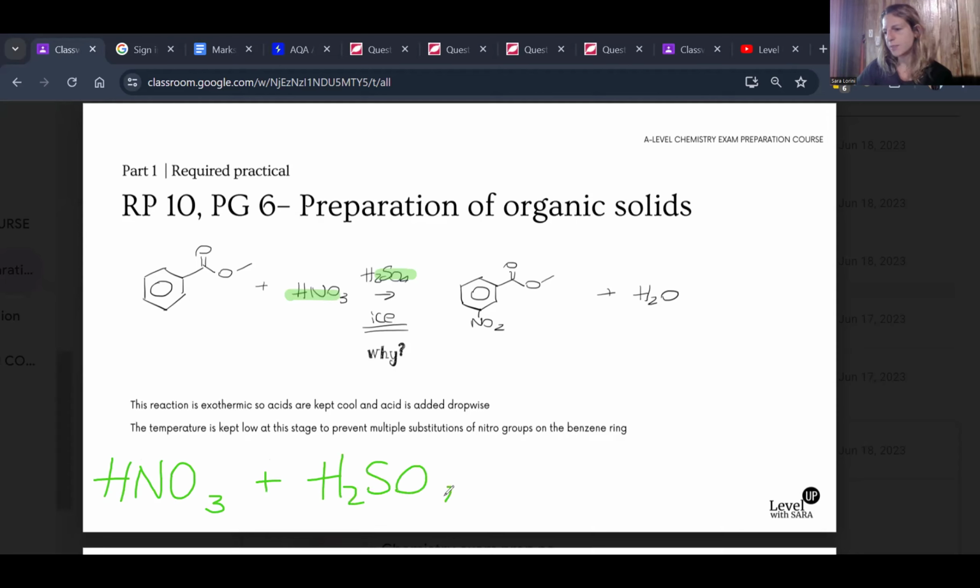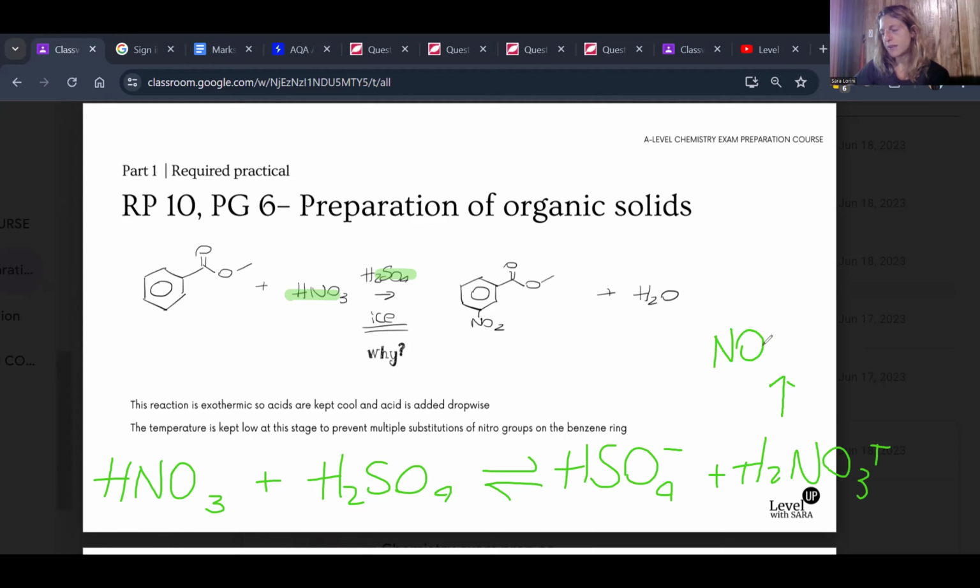I know we're talking about practicals, but I do like to mix it up. Okay, so we have two acids, but one is stronger and one is weaker. This is what happens: HSO4 minus and H2NO3 plus. H2NO3 plus dissociates into our electrophile, NO2 plus, and water. Can you guess which of these is acting as an acid and a base? And if you want to provide a bit of acid and base, can you write the conjugate acid and base product?